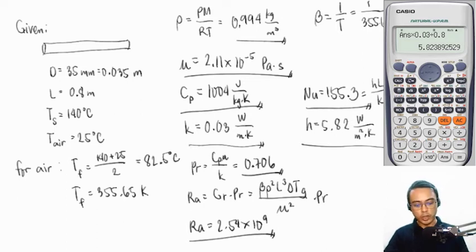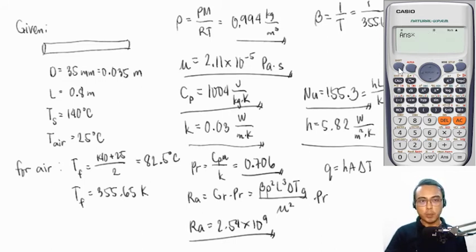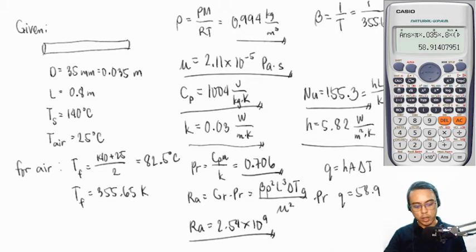Again, our governing equation is Q equals hA delta T. Our area in this case pertains to the lateral surface area of the cylinder where heat is being transferred. And delta T is the temperature difference, that is surface temperature minus bulk fluid temperature. We substitute heat transfer coefficient 5.82 times our surface area, in this case pi DL, so that is pi times diameter of 0.035 meters times length of 0.8 meters times the driving force, that is 140 minus 25. Our rate of heat transfer, Q, is equal to 58.91 watts.